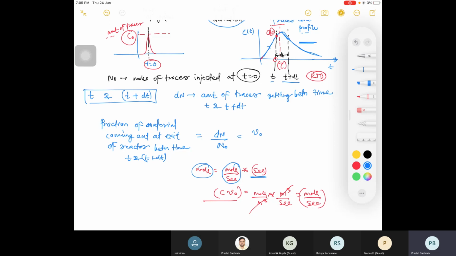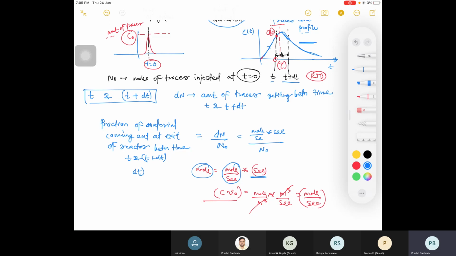So what I'm writing here: fraction of material coming out at the exit of the reactor between T and T plus dt. So what is the actual time? That is your dt, a time span, right? In this dt time, how much of your tracer is coming out, that I am detecting. So that will be your moles per second into your second, right?